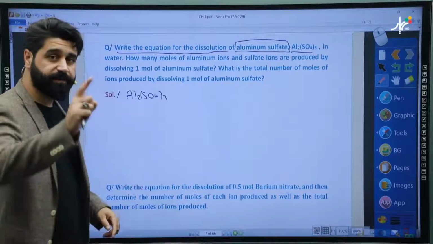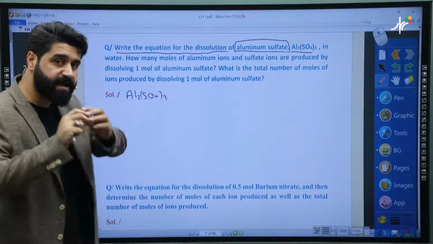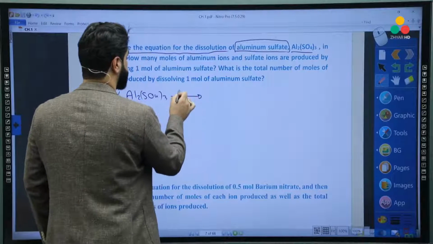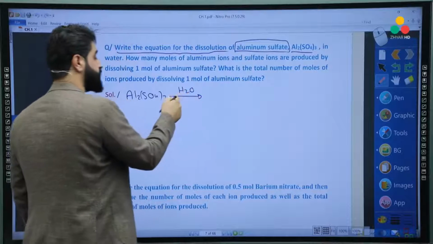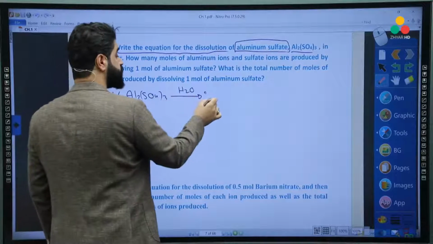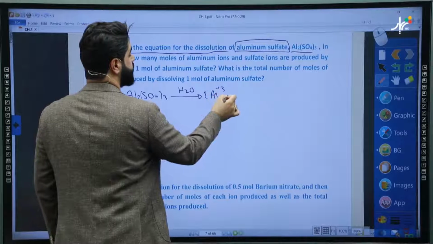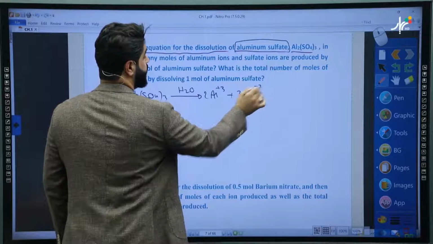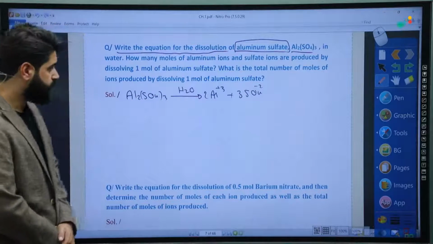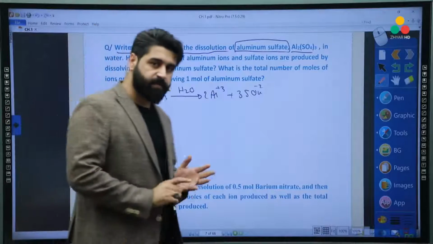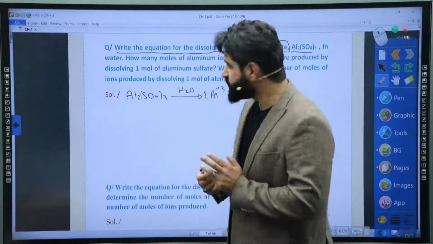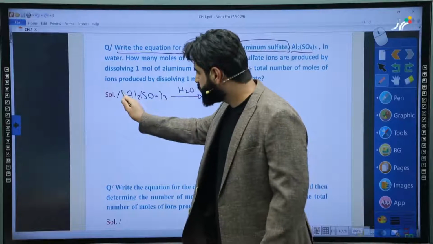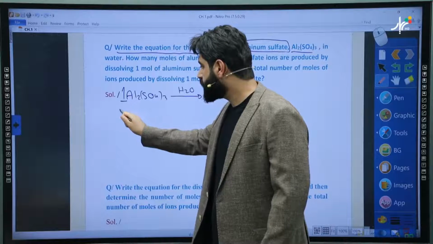Al2(SO4)3. First step, write the dissociation reaction. H2O must be right above the arrow. We have 2Al3+ and 3SO4 2-. First step, write the dissociation reaction for 1 mole of the compound. Look, we have 1 mole.